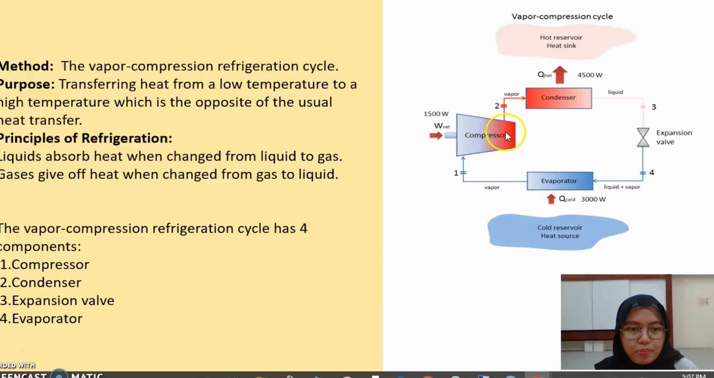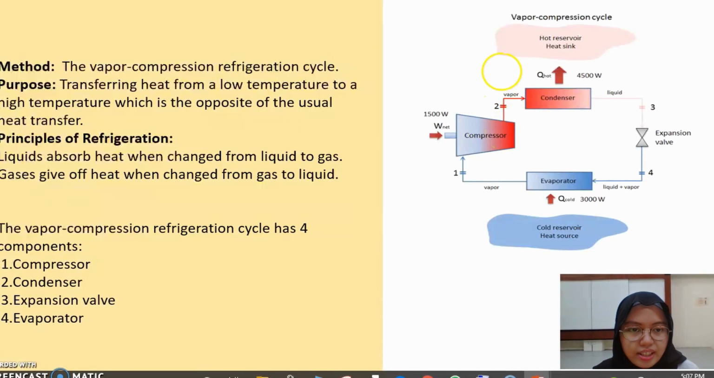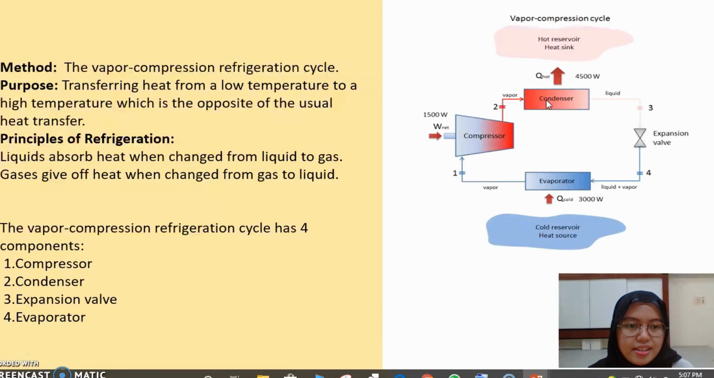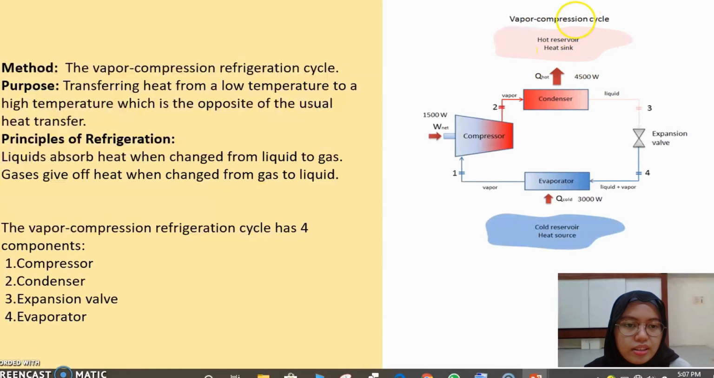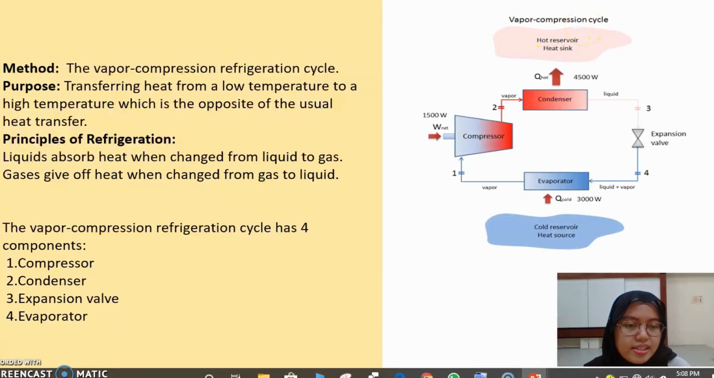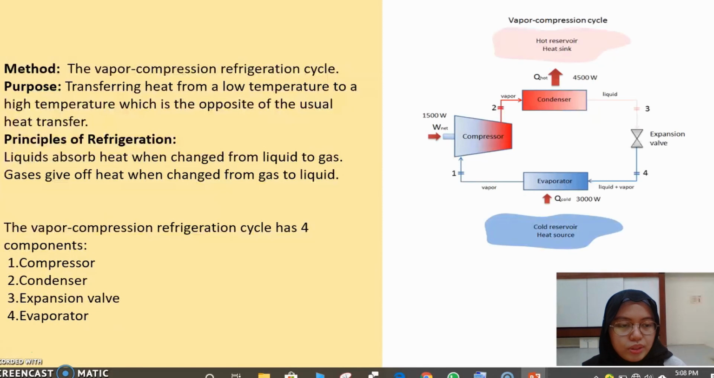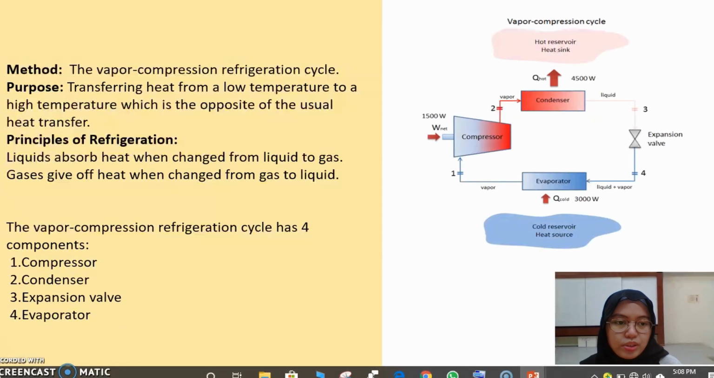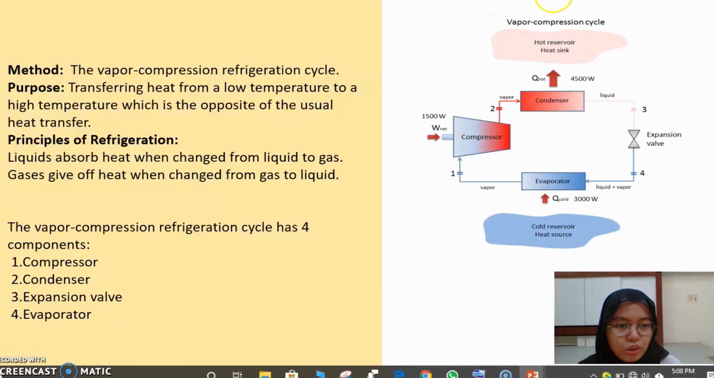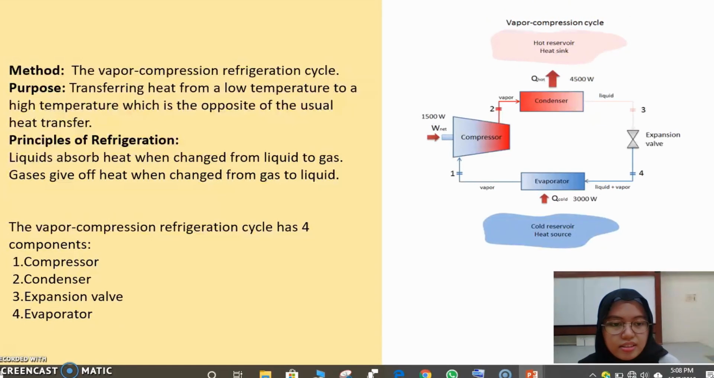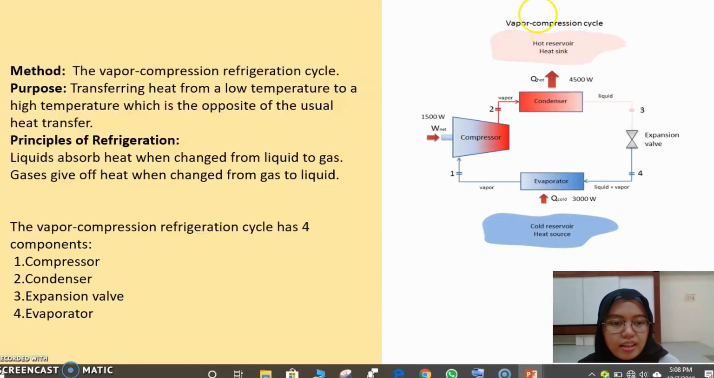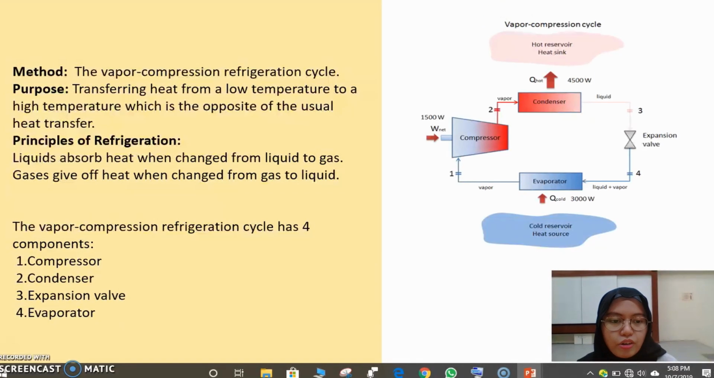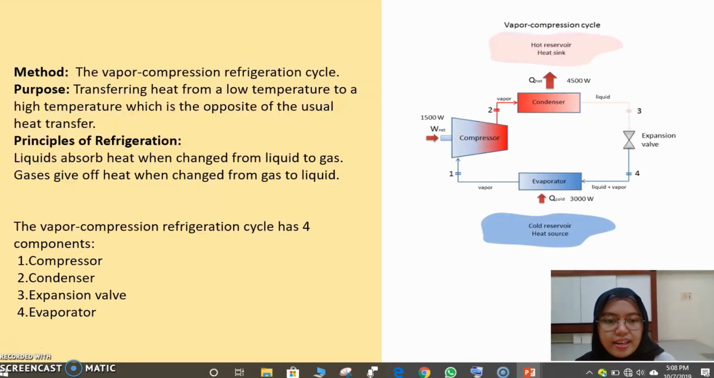As it goes out from the compressor, it will be a high pressure gas, and then the high pressure gas will flow into the condenser, where it will be condensed from gas into a liquid. As it condenses, it will give off heat to the surroundings. Next, the high pressure liquid will flow into the expansion valve, and the liquid will be restricted and its pressure will be lowered. Then the low pressure liquid will flow into the evaporator, and it will evaporate from liquid to gas, and it will absorb heat as it evaporates. Finally, the low pressure gas will flow back into the compressor, and the cycle will be repeated again.